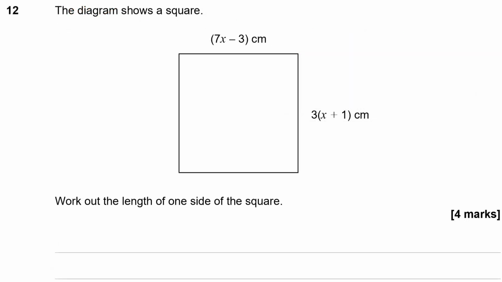Question 12 shows a square whose sides have been given algebraically, and we need to work out the length of one side of the square. Now, these questions that mix geometry and algebra are becoming more and more common, so expect to have one a bit like this in your exam. So we know it's a square, so those two sides should be equal to each other. So I can equate them in an equation.